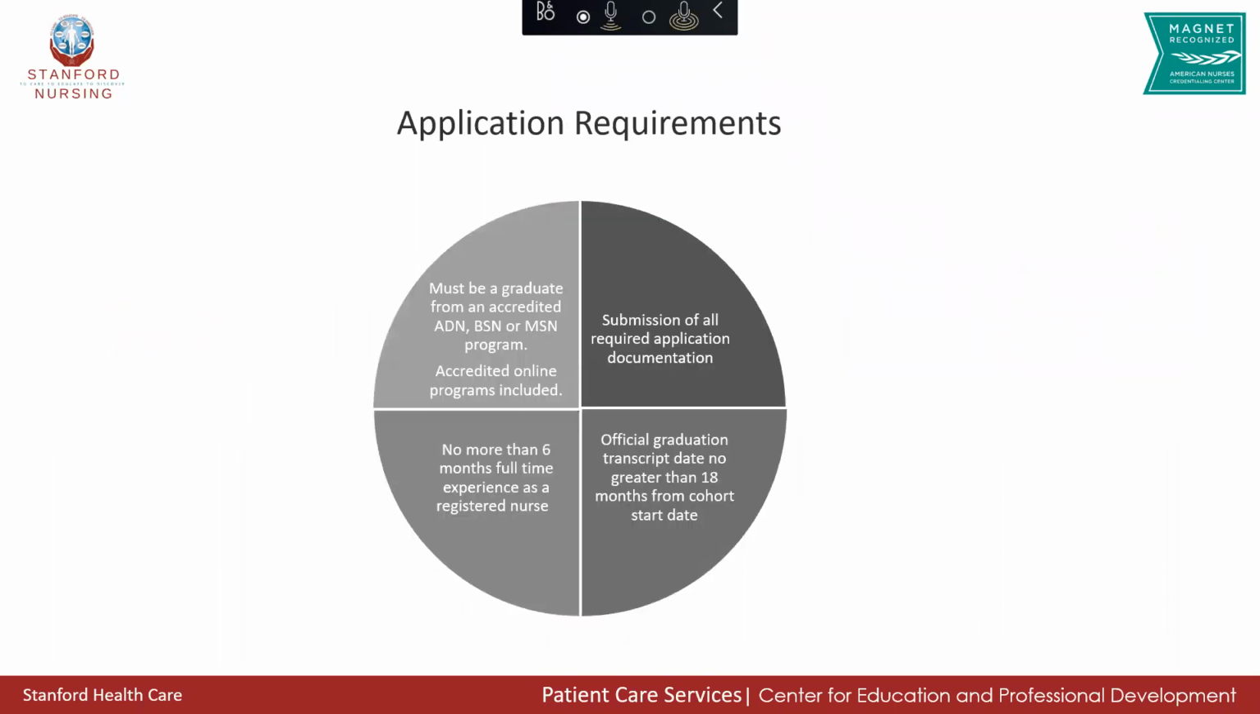So we're going to get down to why I'm sure all of you are here. The application requirements. What do I need to do to apply to the Stanford Health Care Nurse Residency Program? So really there's 4 buckets, 3 of them which you should be able to check off pretty quickly. 1 is you must be a graduate from an accredited associate degree, bachelor's degree or master's degree program. If you went to an accredited online program, you also can apply.